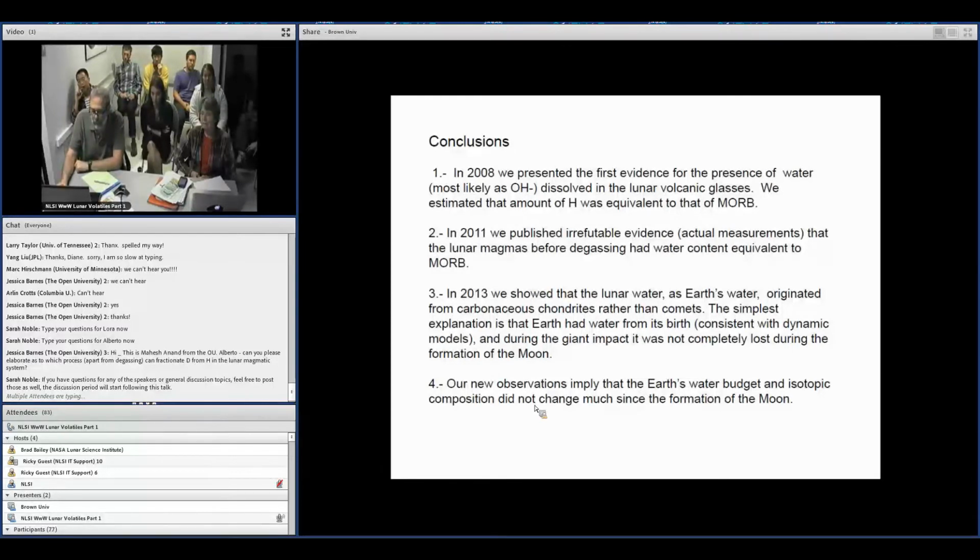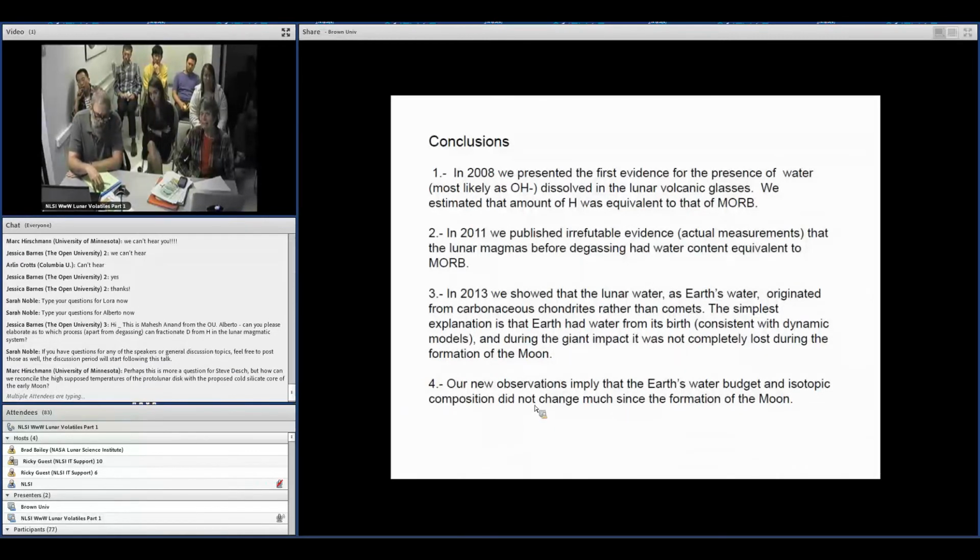And the conclusions. Well, I guess in the last 5 years, we showed the first evidence for the water. We showed that the water amount is equivalent to MORB. And now we said that essentially it's carbonaceous chondrite, but most likely it's coming from Earth. That means that the Earth had the water in it before the impact. So that means that the water came to Earth during the Earth's accretion, and this is consistent with dynamic models presented by Kevin Walsh and Morbidelli and others, Raymond.